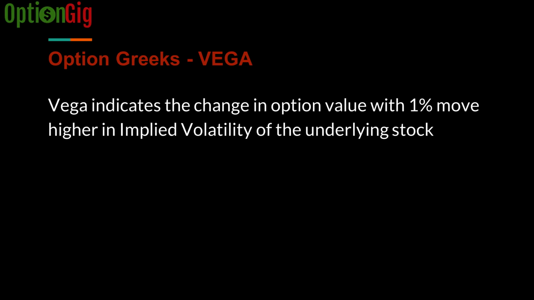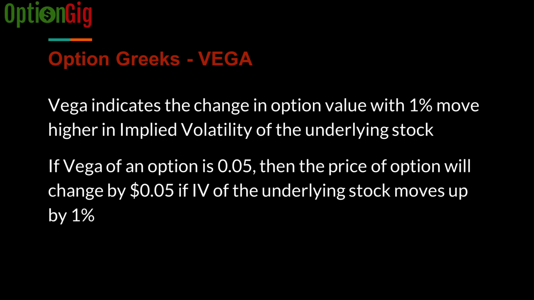If the implied volatility is moving up by 1%, then the Vega will tell you how much the option pricing will change. For example, if Vega of an option is 0.05, that means the price of the option will change by 0.05 if the IV, or the implied volatility of the stock, moves up by 1%. Conversely, if the IV of the stock goes down by 1%, the option pricing will decrease by 0.05.